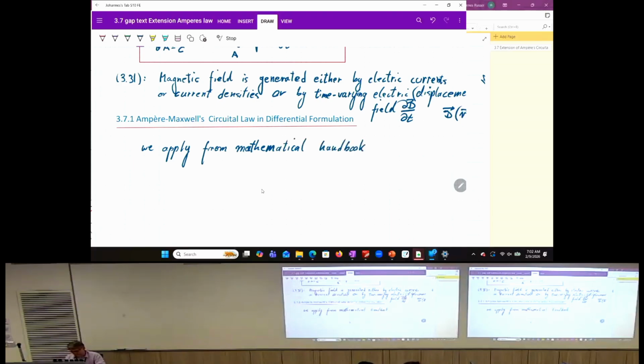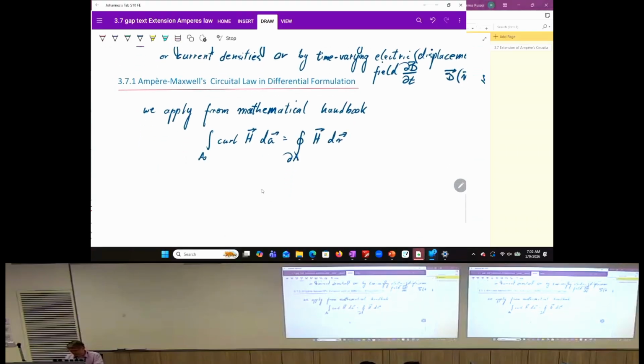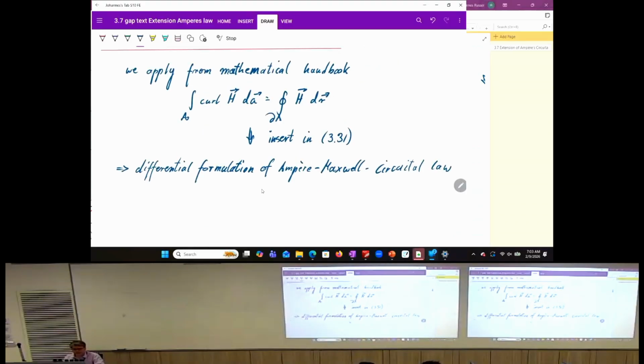Otherwise, if you take the area integral over a curl or the rotation of a vector quantity, then this is equivalent to taking the closed line integral over the enclosing line of this area over the vector quantity itself. And if you insert this relation into our Ampere-Maxwell's law, then you will obtain the differential formulation.